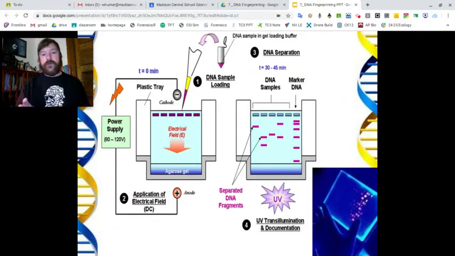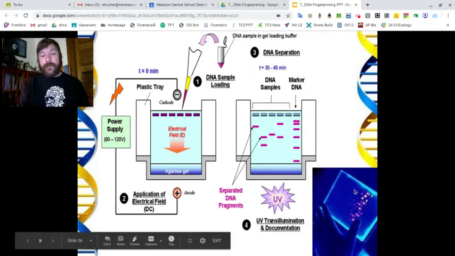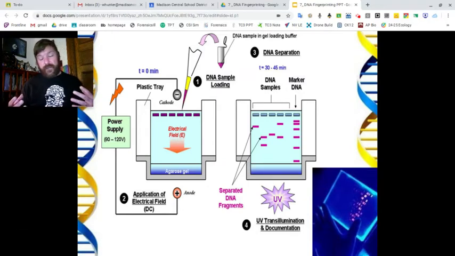When you hit it with UV, it glows really brightly, and it's really sensitive. You can see really small fragments on here based on the fact that they have the ethidium bromide in them, because the ethidium bromide gets right into the DNA and bonds to the DNA. And then when you hit it with the UV light, it fluoresces. So it's really an interesting process.